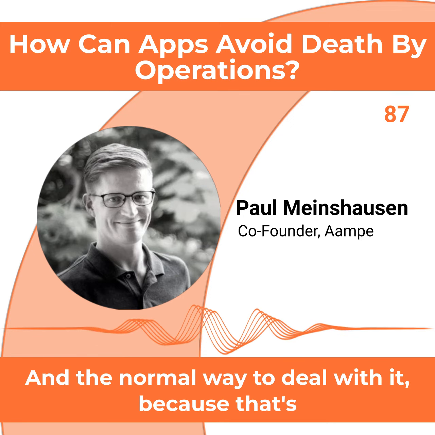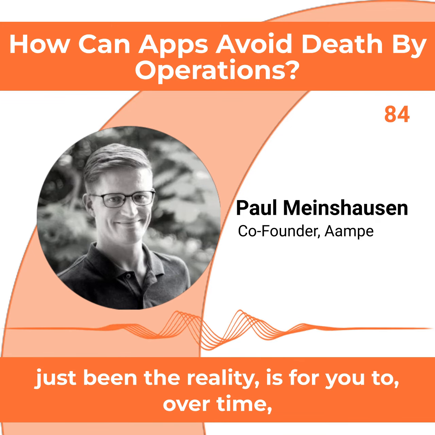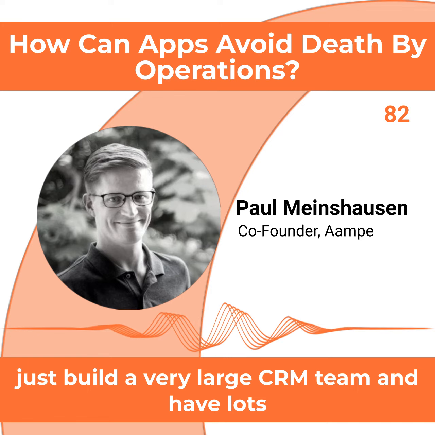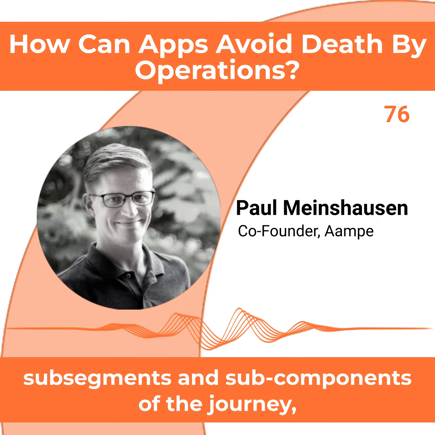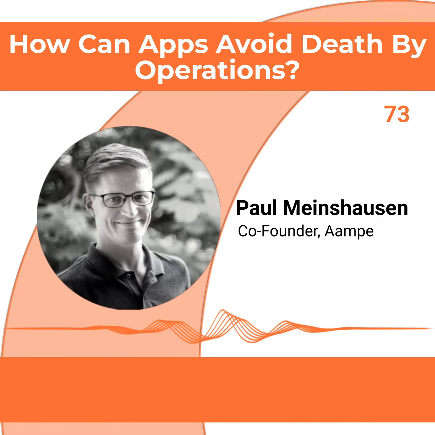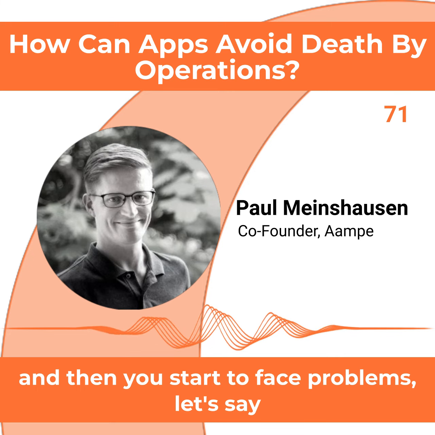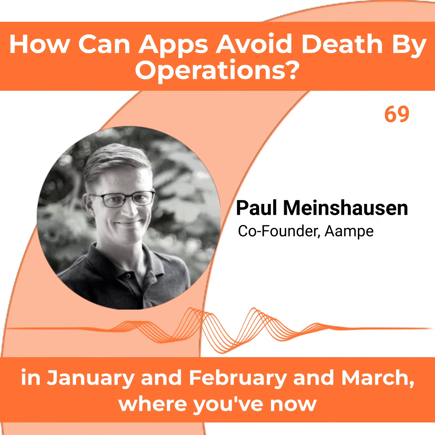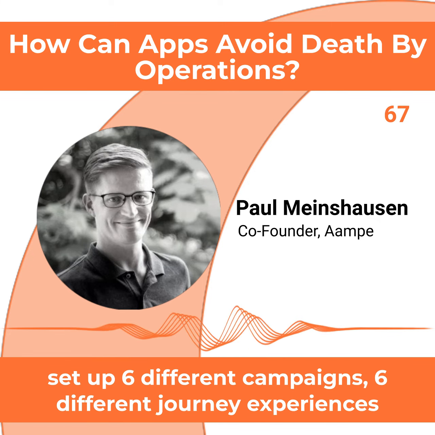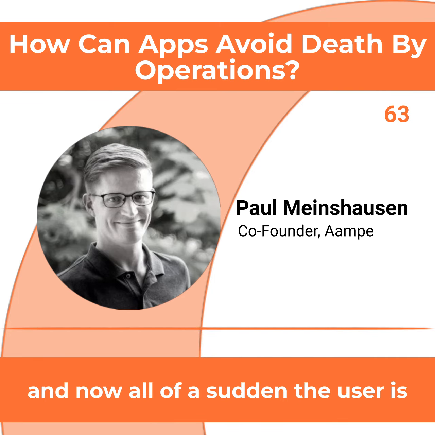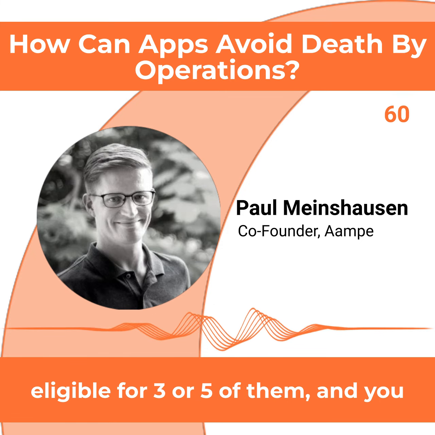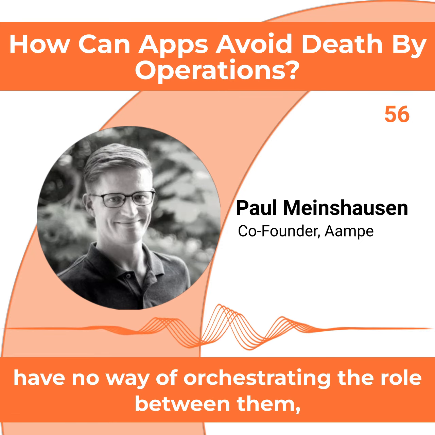And the normal way to deal with it, because that's just been the reality, is to build a very large CRM team over time, with lots of people as you get very big, managing all of these subsegments and sub components of the journey. And then you start to face problems, let's say in January, February and March, where you've now set up 6 different campaigns and 6 different journey experiences. And all of a sudden a user is eligible for 3 or 5 of them, and you have no way of orchestrating the role between them.